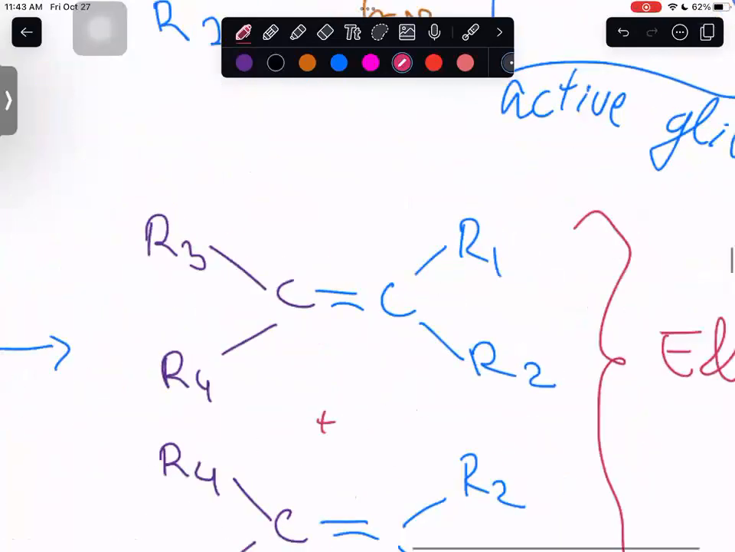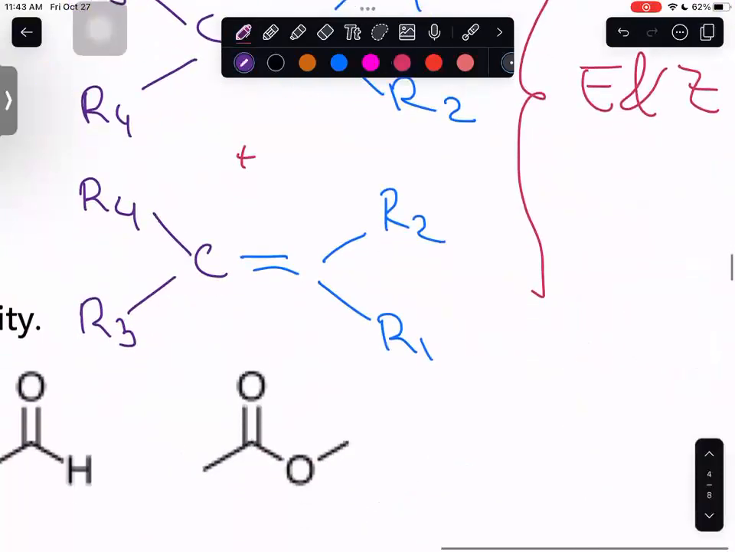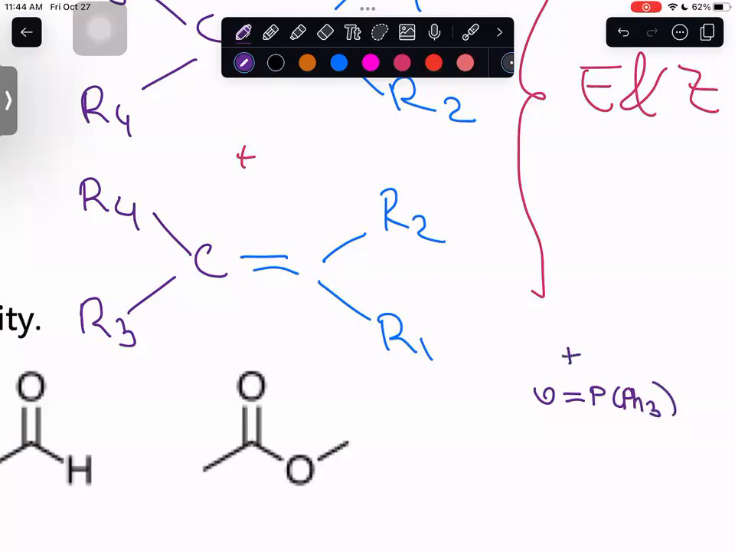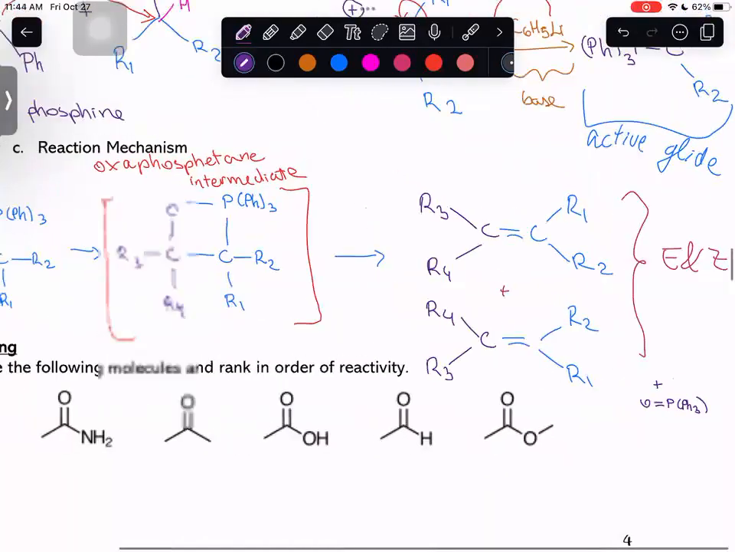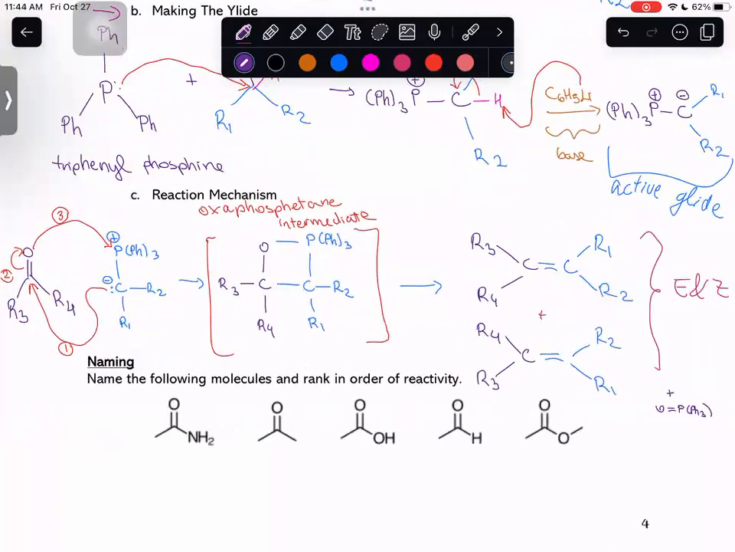Oh, sorry, I didn't show you the byproduct. So this guy is basically just floating around as your byproduct. PH3 plus, there we go. That's your little byproduct. Like those things combined to treat the oxide.